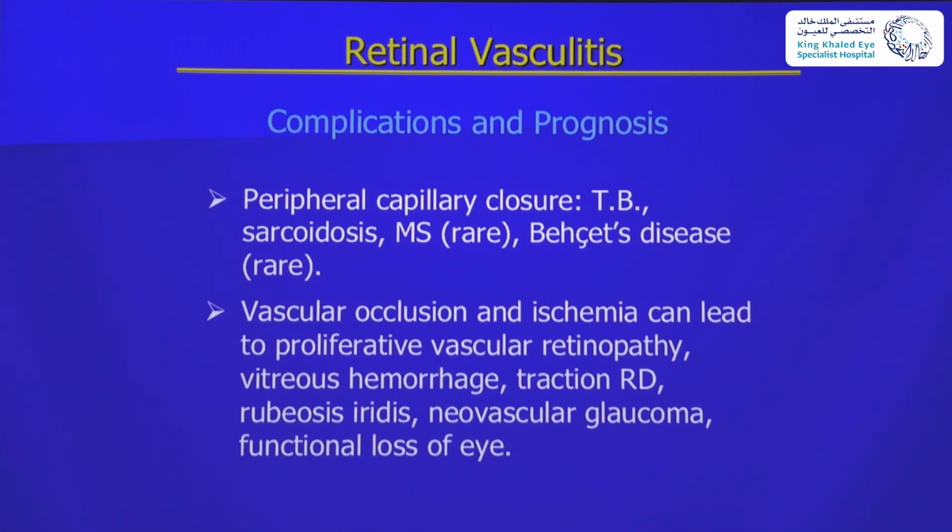Vascular occlusion and the ischemia can lead to proliferative disease. As I said, neovascularization, fibrovascular proliferation, vitreous hemorrhage, and traction retinal detachment. Therefore, if you make the diagnosis of occlusive retinal vasculitis, you have to give the patient scatter laser photocoagulation, in addition, of course, to immunosuppressive therapy.